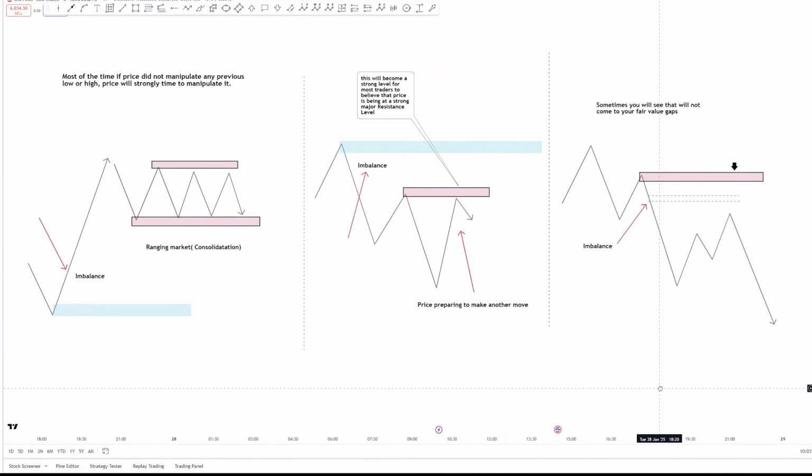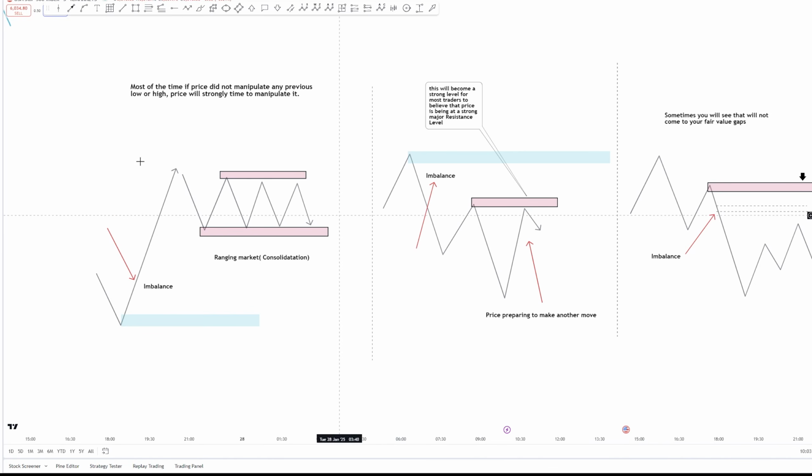So moving forward, let me show you a couple more examples of what the market might do. Most of the time, if you have an imbalance here, you will see the market start to consolidate, and then suddenly we might even have a sharp move to the downside to close this imbalance, and then price will shoot to the upside. So your focus should be on this area.